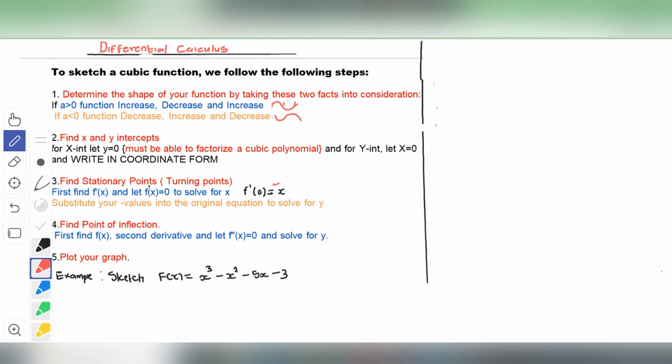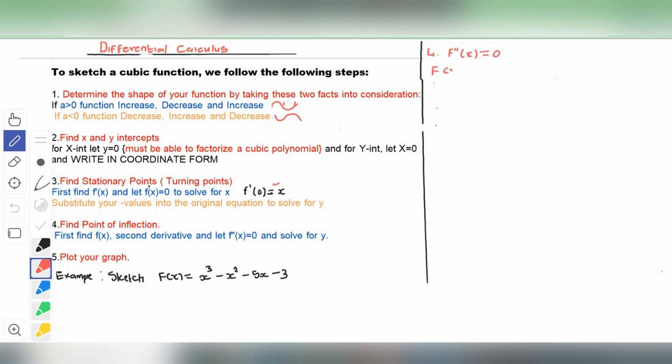Okay, guys, now we do what? The fourth step, which is what? Finding the point of inflection. The point of inflection is the second derivative, right? So we know that from the second derivative, we always let f''(x) equal to 0, right? So remember that.